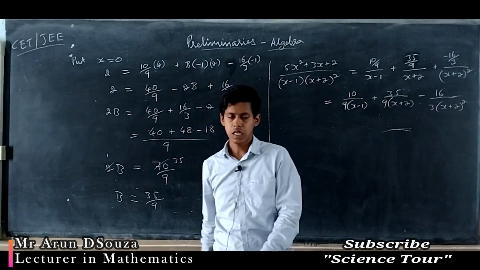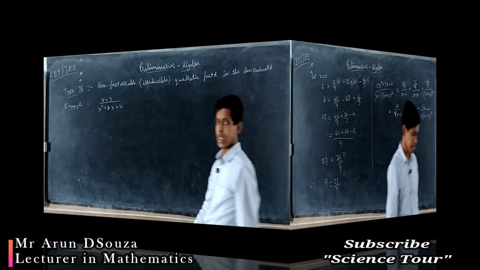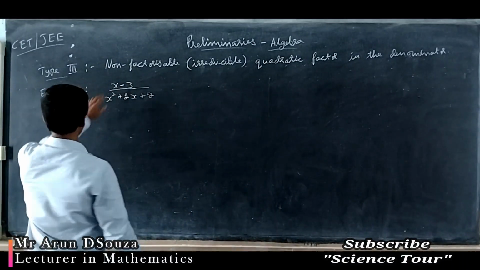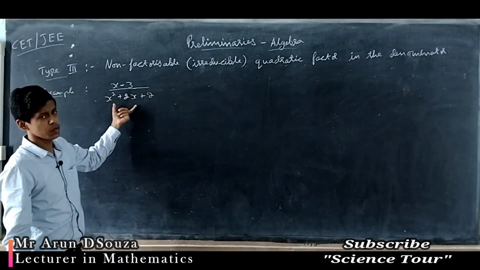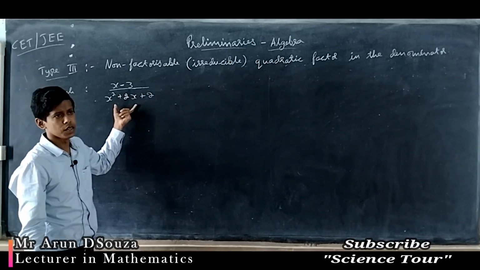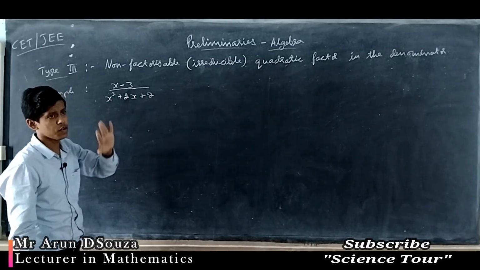So that is the partial fraction of it. Well, the next type, the third type, you have a non-factorizable, irreducible quadratic factor in the denominator. You cannot factorize it further. Why can you not factorize it?